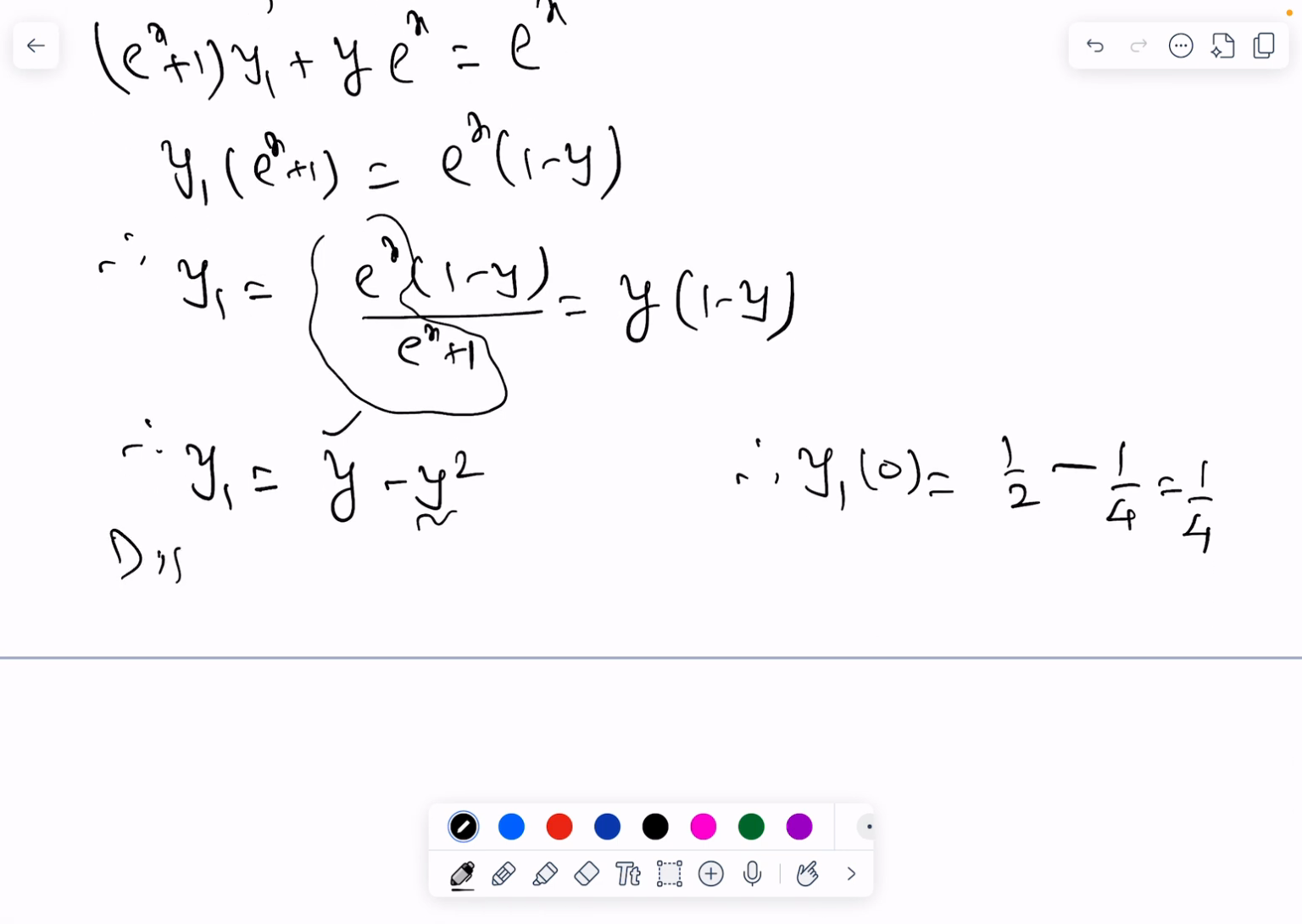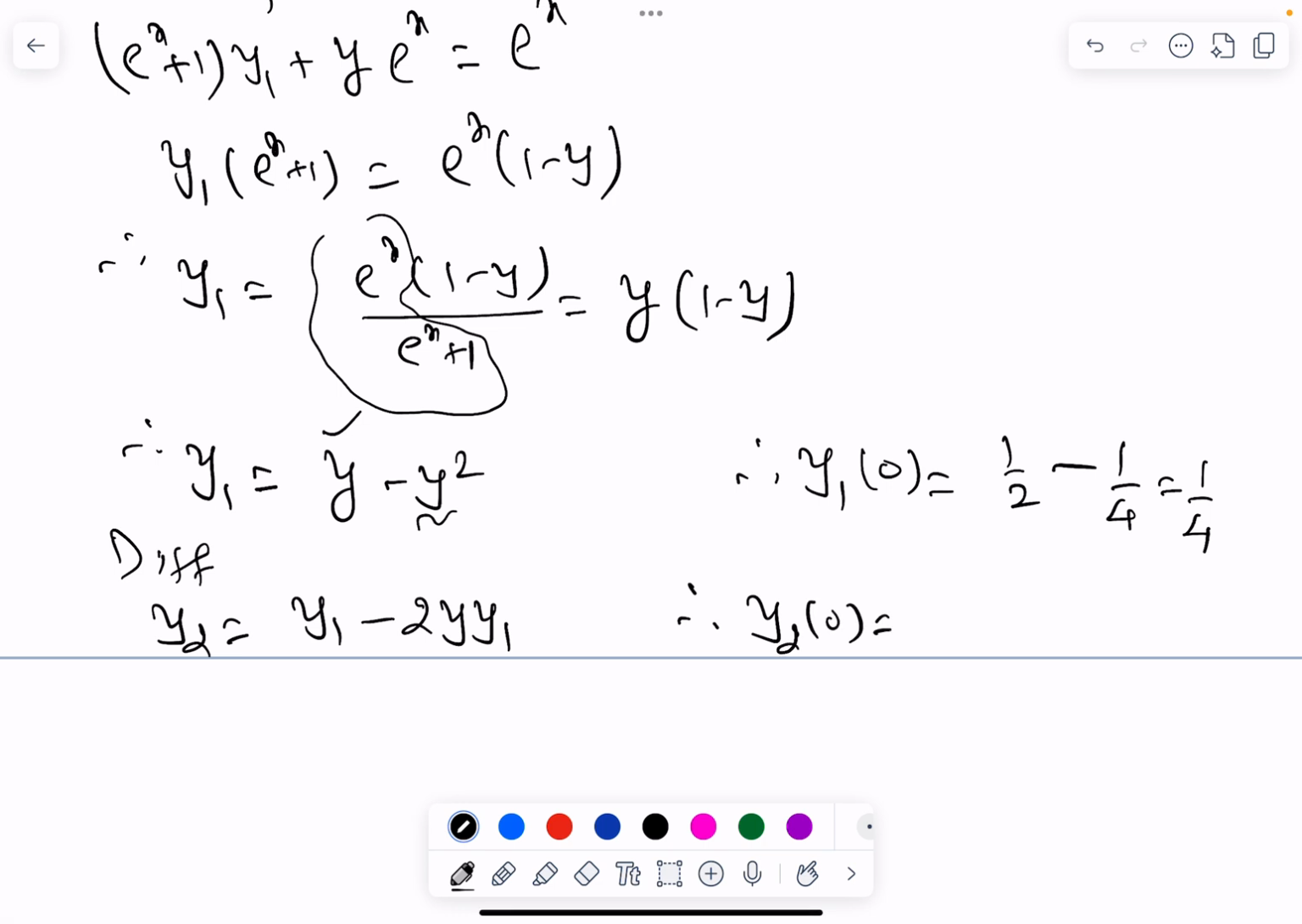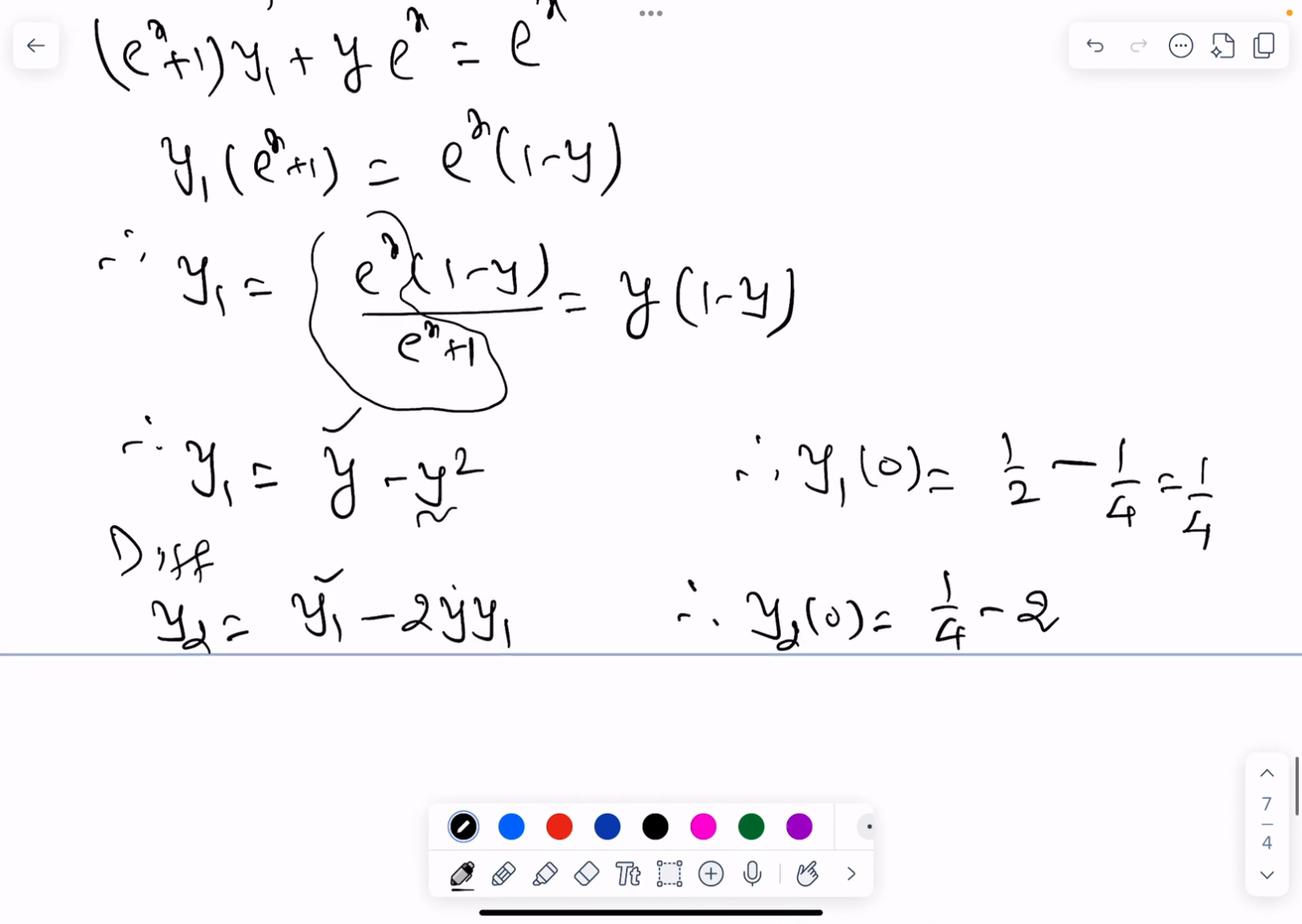Now we differentiate. So that is y2 equal to y1 minus 2y y1. And y2 at 0, y1 at 0, that is 1 by 4, minus 2, y at 0, that's 1 by 2, and y1 at 0, that is 1 by 4. So this is 1 by 4 minus 1 by 4, so that is 0.